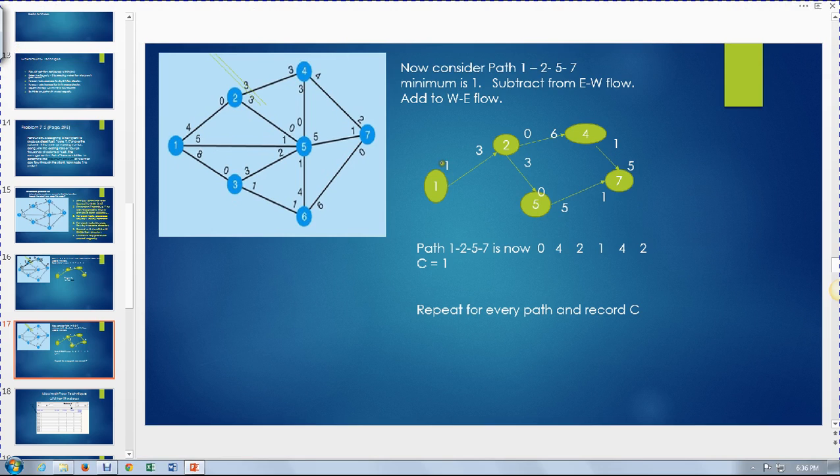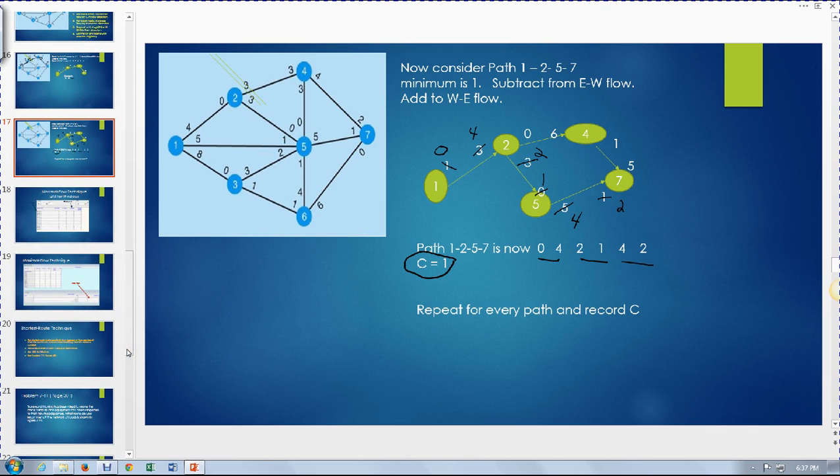And so we're going to subtract the minimum from every forward flow, and we're going to add the minimum to every reverse flow. So what we have now is 0, 4, 2, 1, 2, 1, and 4, 2. And our capacity for that branch was equal to 1. So we did 2 branches, capacity 3, capacity 1. And you just keep doing this. Now, as you can imagine, it does get time consuming and complicated.